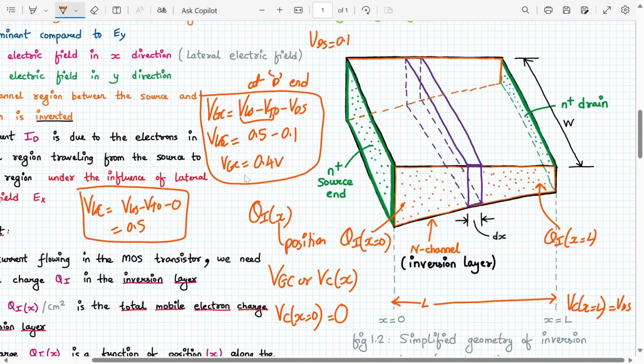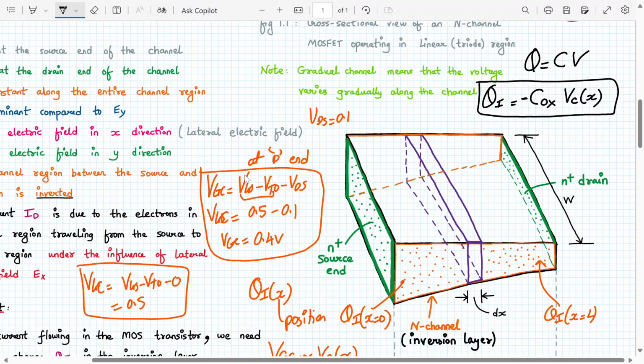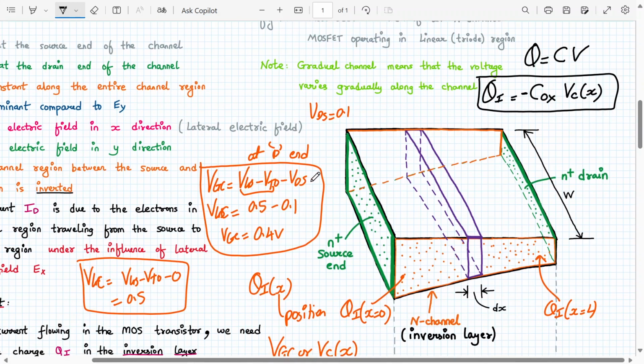Okay. So now tell me, how do you determine the charge? What is the formula for charge? Q is C into V. Yes or no? Come on, students. So Qi will be C, which C over here? Oxide layer, C ox. Now into which V? Vc of x. And this Qi charge is negative, so a minus sign will come. So Qi is minus C ox Vc of x. Okay, and what is Vc of x? VGS minus VTO minus VDS.